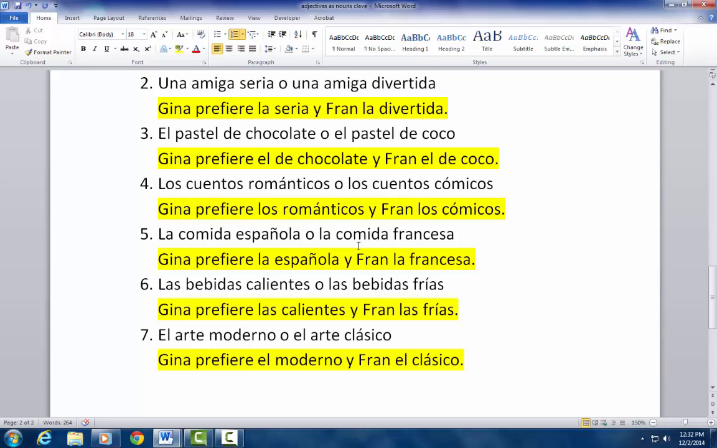Cinco. La comida española o la comida francesa. Gina prefiere la española y Fran la francesa. Seis. Las bebidas calientes o las bebidas frías. Gina prefiere las calientes y Fran las frías.